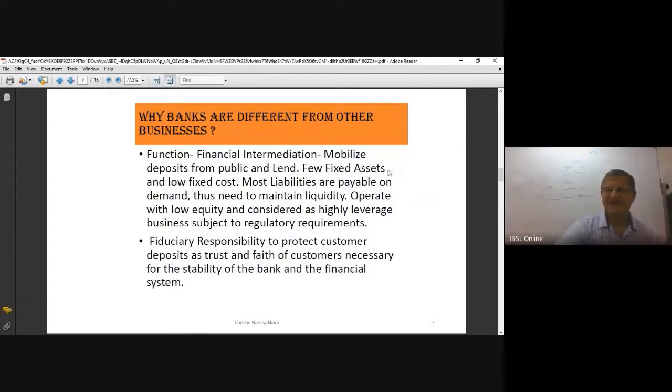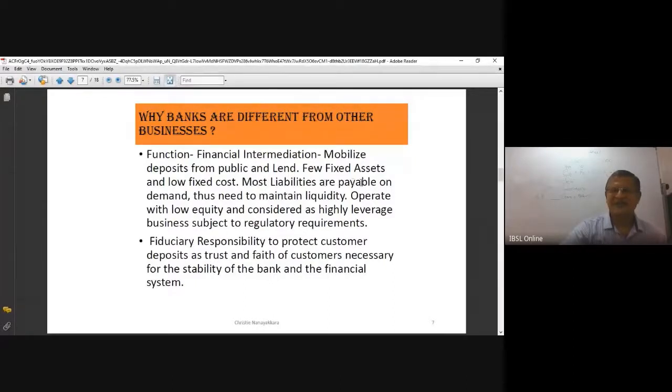We have fixed assets. You can see our balance sheet which I show. Out of 100, only 10 are fixed assets. Fixed assets include certain buildings. Most of our buildings are on rent, therefore they do not belong to us. And also we have assets like our computer systems and so on. So we also have a low fixed cost. That means we don't manufacture, we don't have a plant, we don't keep raw materials. Our raw material is money, the money that we borrow from customers.